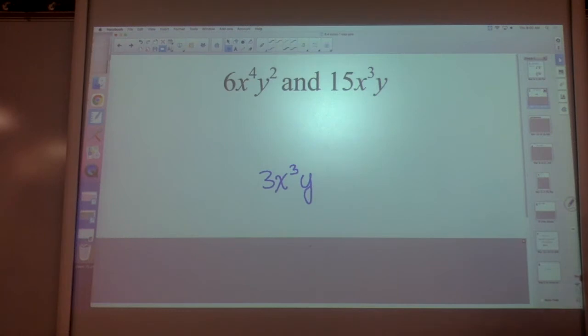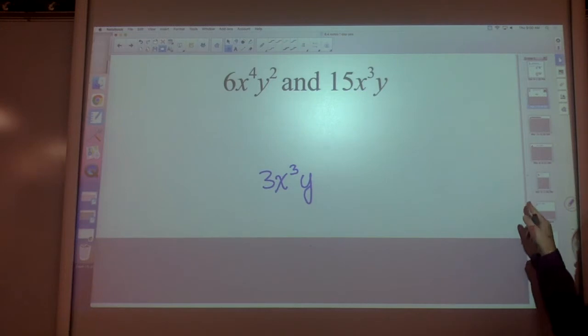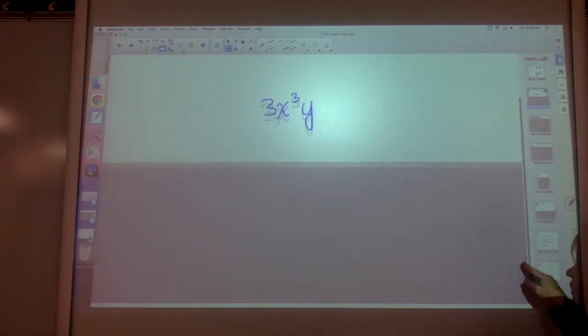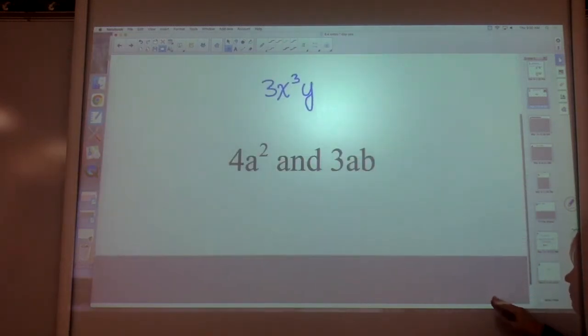What's the greatest common factor of those two numbers? 3x cubed y. Or I should say those two expressions. 3x cubed y is the greatest common factor.